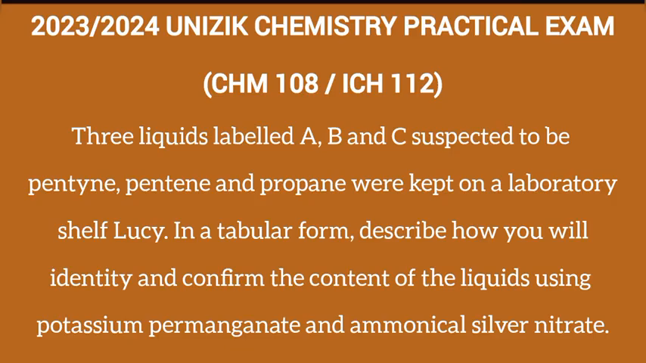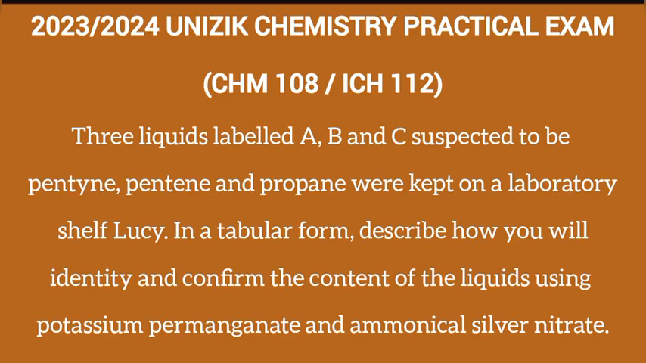So what we're going to do, as the instruction requires, is to describe in a tabular form how we would identify and confirm the content of these 3 liquids. So we have A, B, and C. We don't know what these are. They are liquids, but they are suspected to contain pentyne as an alkyne, pentene as an alkene, and propane as an alkane. So we're going to see how this will be done, assuming you are seated in an examination.